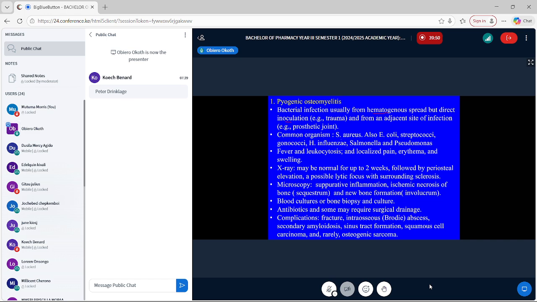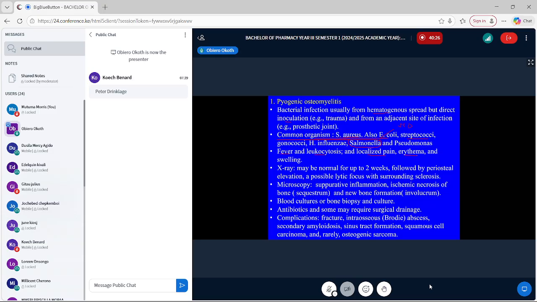The common organism, Staph aureus is the most common, but you can also get H. influenzae, Salmonella, and Pseudomonas. Salmonella, we get it a lot in patients with sickle cell disease. Pyogenic means pus forming infection. Of course, the patient will present with features of acute inflammation.